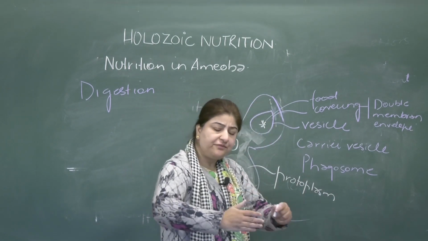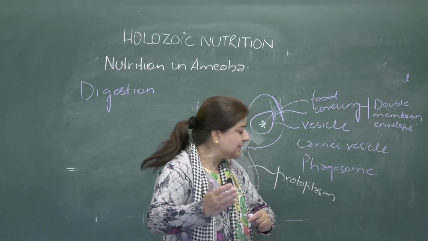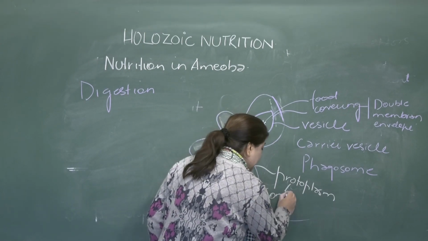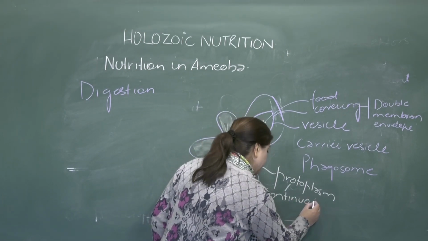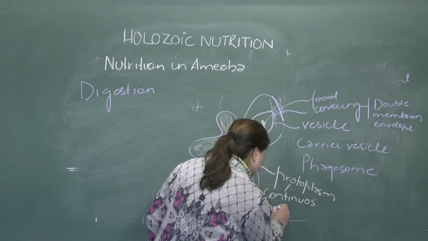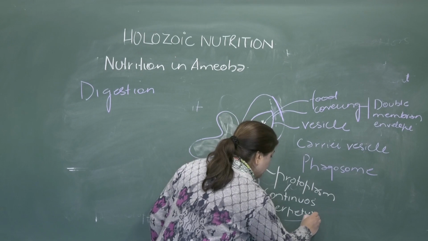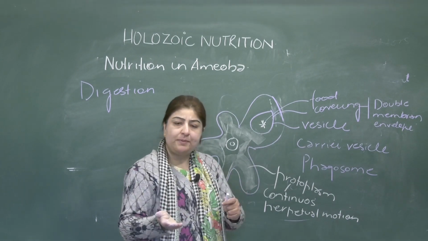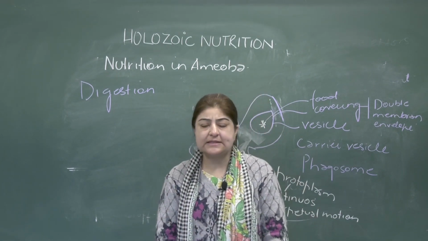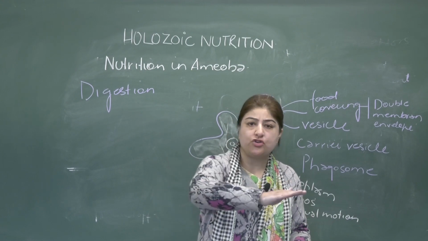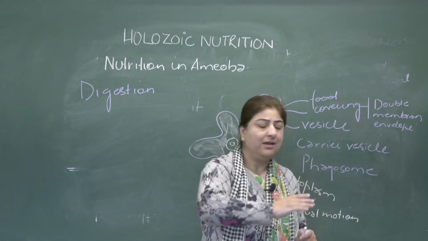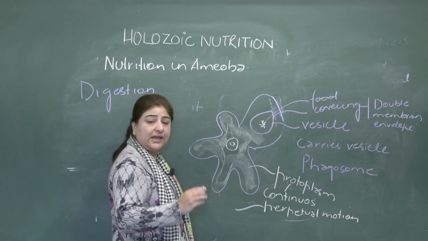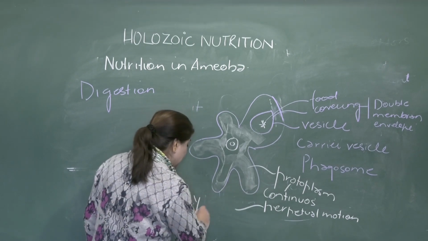Now this protoplasm is in continuous perpetual motion. So we say this cytoplasm inside is not stationary, it is not standstill, it is in continuous perpetual motion. That means it flows slowly. This continuous perpetual motion also has a technical term: it is termed as cyclosis.